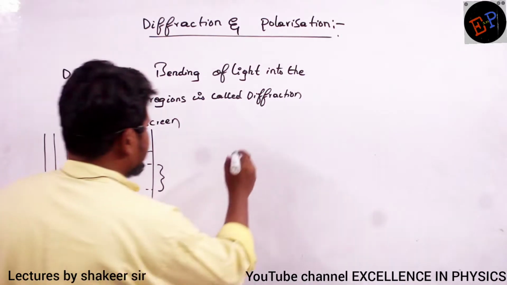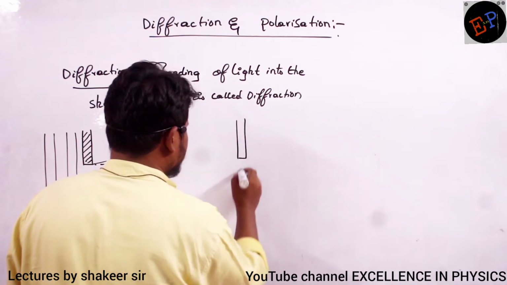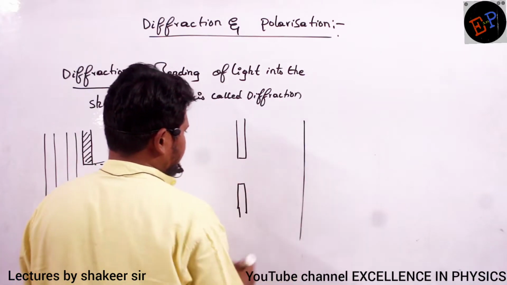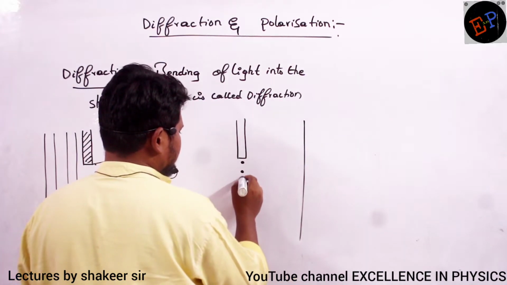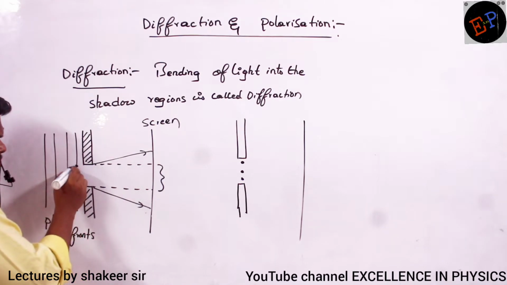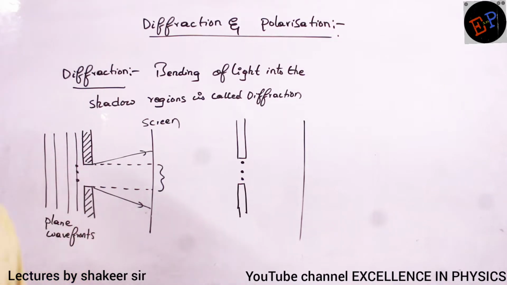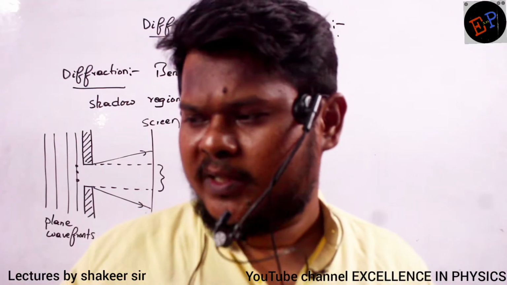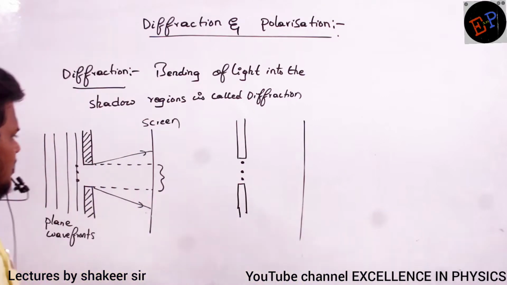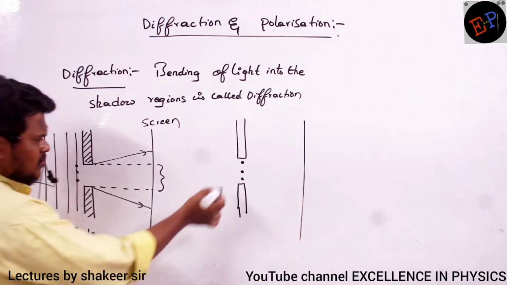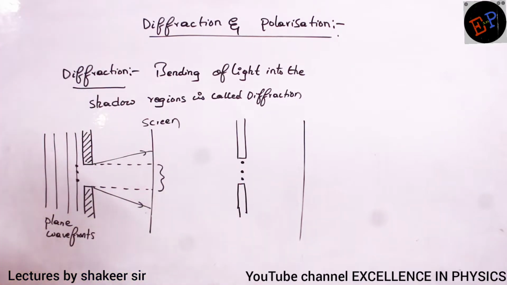Reason is very simple. For example, this is the obstacle which we are placing, and this is the screen. Here we have this wavefront which enters this gap. Every point on the wavefront behaves like a point source. In Huygens principle what we studied, every point on the wavefront behaves like a secondary source of light. So all the points on this wavefront also behave like secondary sources of light.